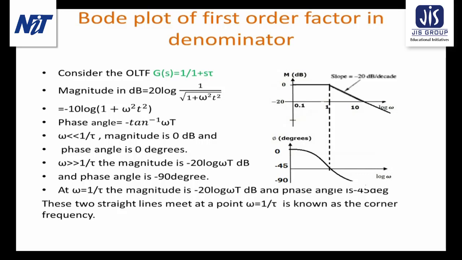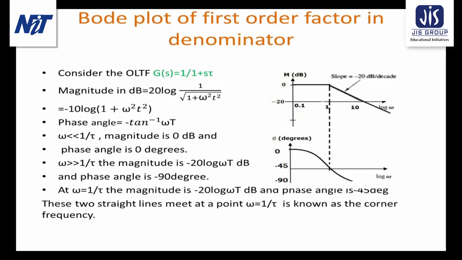And what about the phase angle? For the phase angle, when omega t is very small, the phase angle is 0 degree, and at omega equal to 1 by tau, that is 1 radian per second, it becomes minus 45 degree, whereas when it is larger, it goes to minus 90 degree at the value of 10. So this is the plot of magnitude, and this is the plot of the phase angle. And at omega equal to 1 by tau, the magnitude is minus 20 log omega t and the phase angle is minus 45 degree.